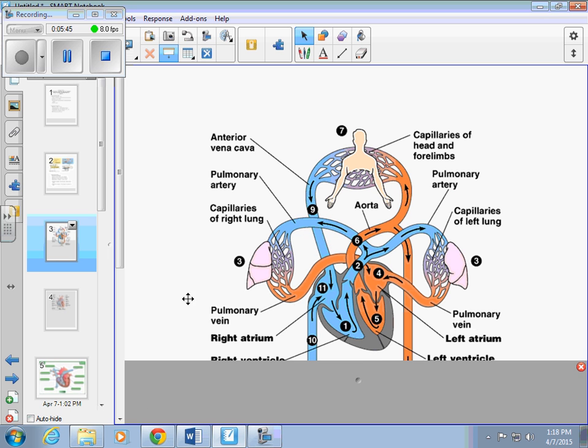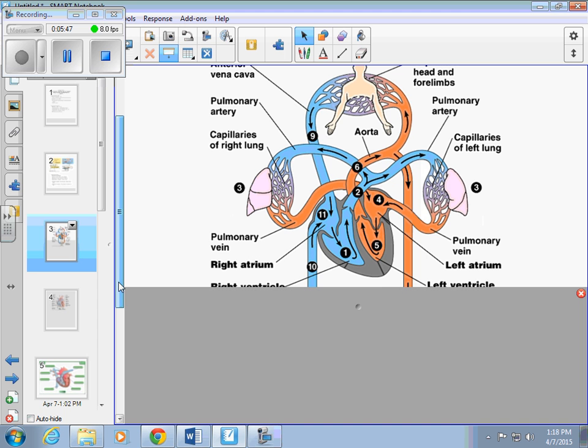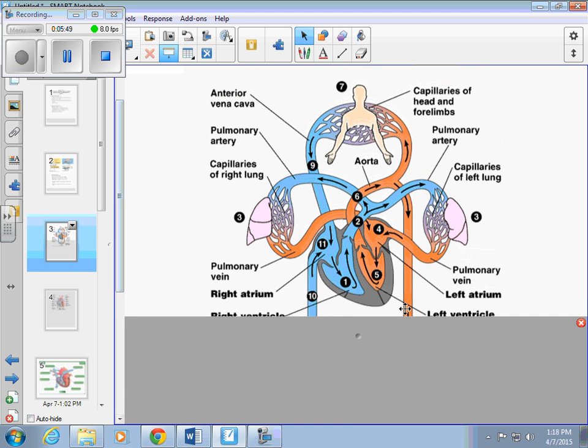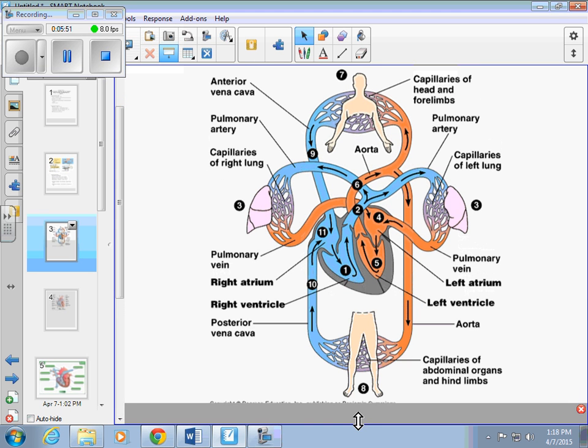And here's a nice picture of this, and you do not have this labeled in your packet, so you are going to want to pause this video for a minute and get all the details. Please make sure that you number everything. I'm going to walk you through it right now. We're starting here in the right ventricle.